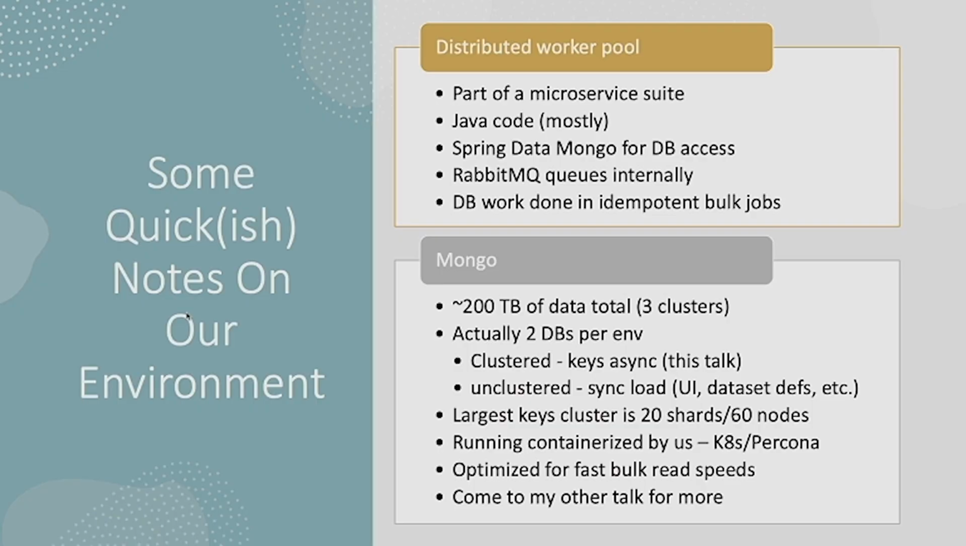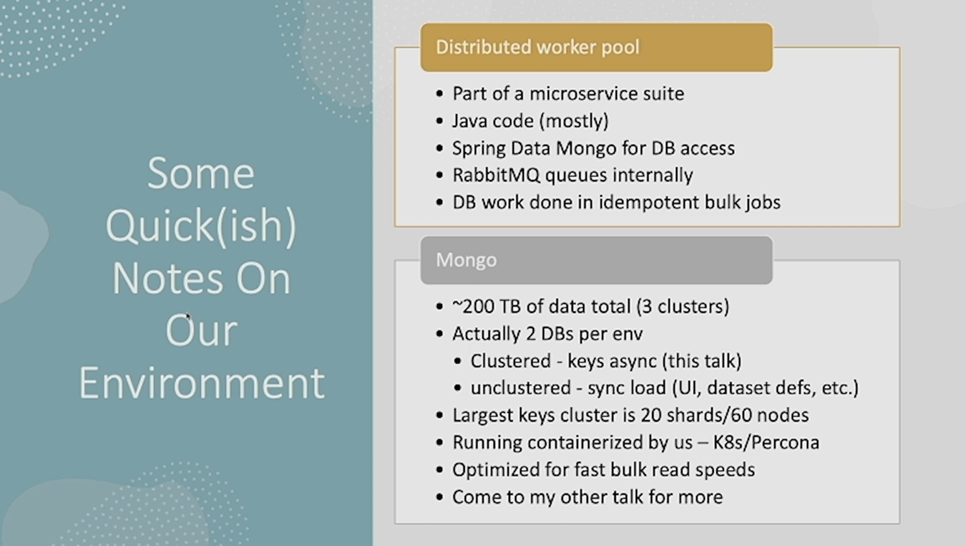A few quick notes on our environment. We have a distributed worker pool, microservice suite. We're mostly Java code, Spring Data Mongo for DB access, a good Java library for writing Mongo, and rabbit queues for sending data around the application. And the DB work for us is mostly done asynchronously, or entirely done asynchronously for this workload that I'm talking about, with idempotent jobs that can replay over and over again with the same result.